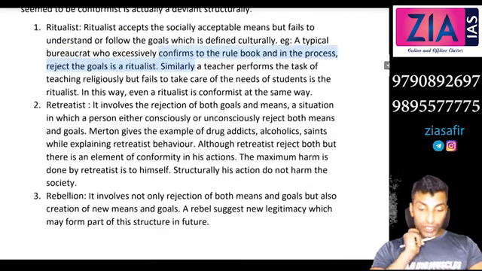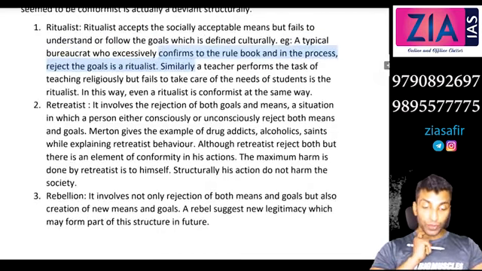The ritualist accepts the socially acceptable means but fails to understand or follow the goals which are defined culturally. For example, a typical bureaucrat who excessively conforms to the rule book and in the process rejects the goals.